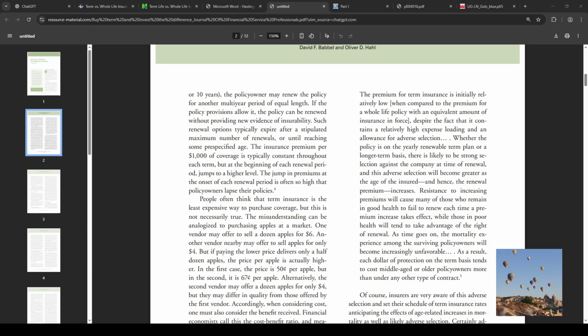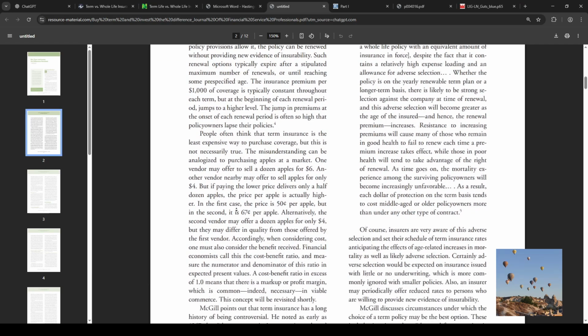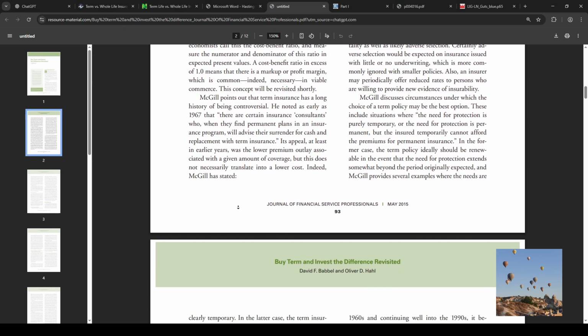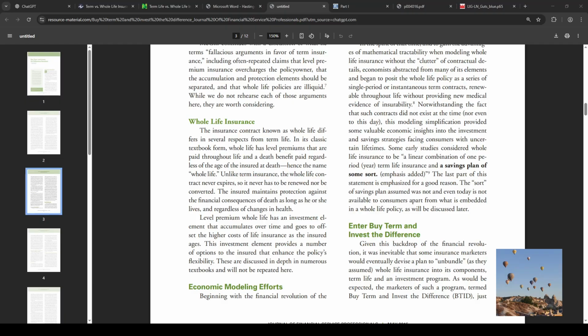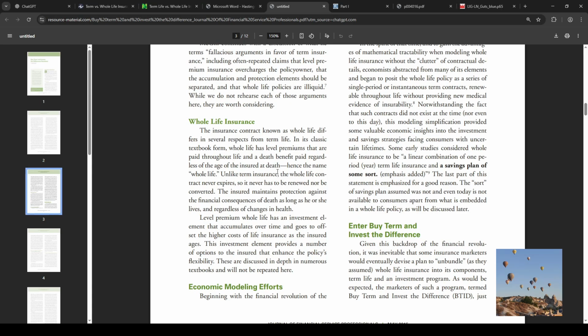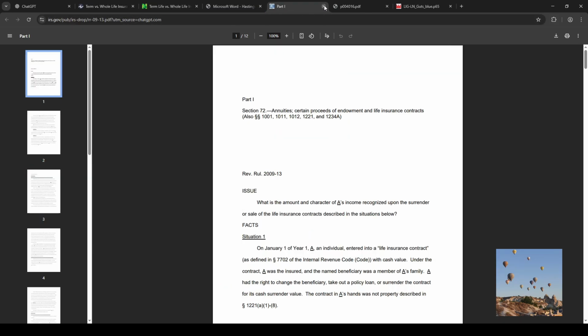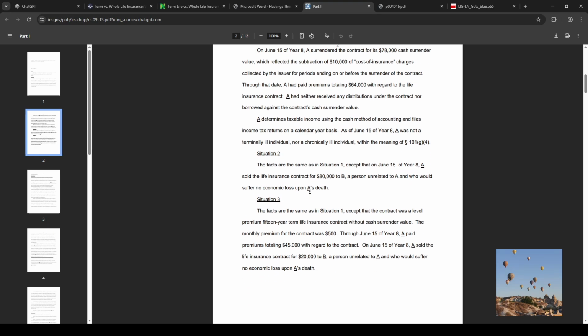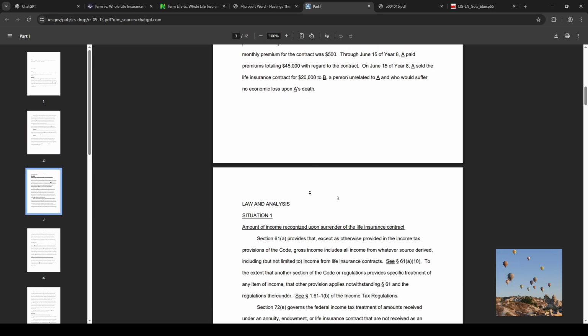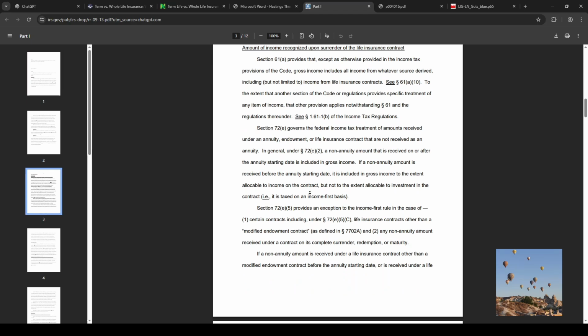So we will evaluate winning in 3 practical ways. 1. Protection efficiency, meaning how much death benefit you can buy per dollar today. 2. Net 30-year cost, meaning premiums minus usable cash value. 3. Outcome certainty, meaning how predictable the long-term results are. Let us start with protection efficiency.